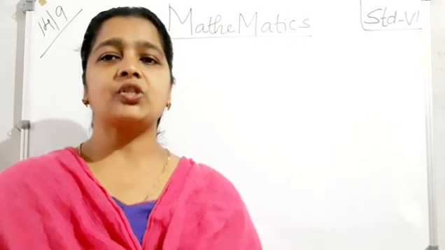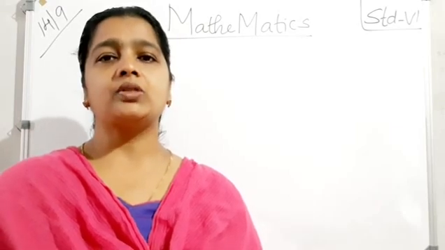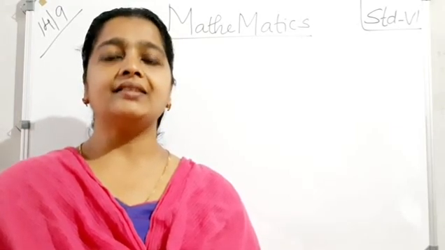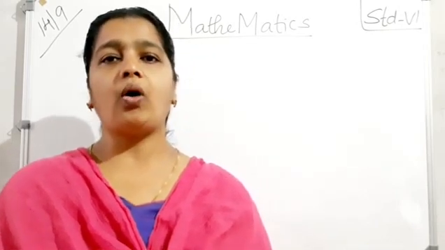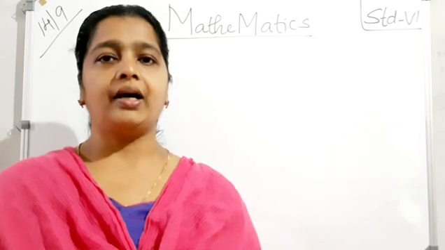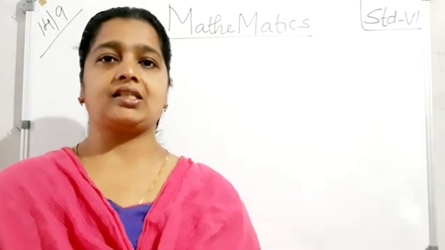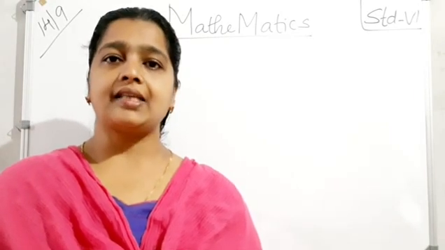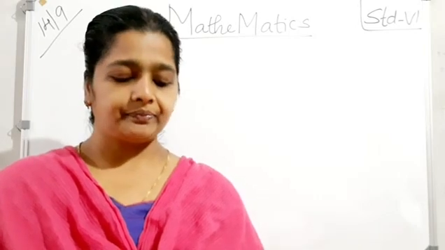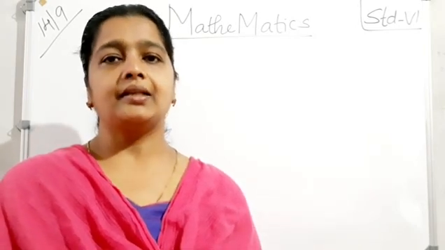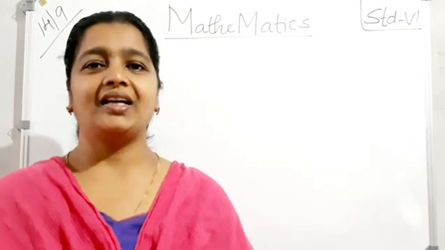Then multiples. You know how we can find multiples: we can multiply using the natural numbers. Clear? So every multiple of a number is greater than or equal to that given number. Then the number of multiples is infinite, but the number of factors is finite. This is the main difference. Clear? Then every number is a multiple of itself also. Understand?